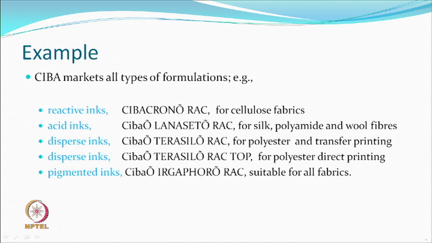So, you can have reactive ink for cellulosics, or acids, or disperse for transfer printing, because transfer printing has not gone out, it is still there. So, you print paper, or directly you can print polyester, or disperse inks which are for polyester only and not for transfer printing, and pigment inks. So, they all make this type of formulation which will be available.